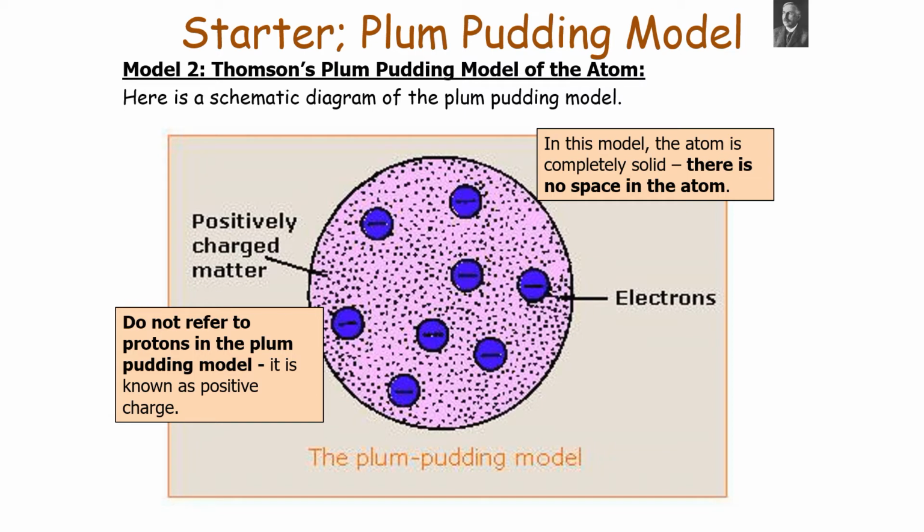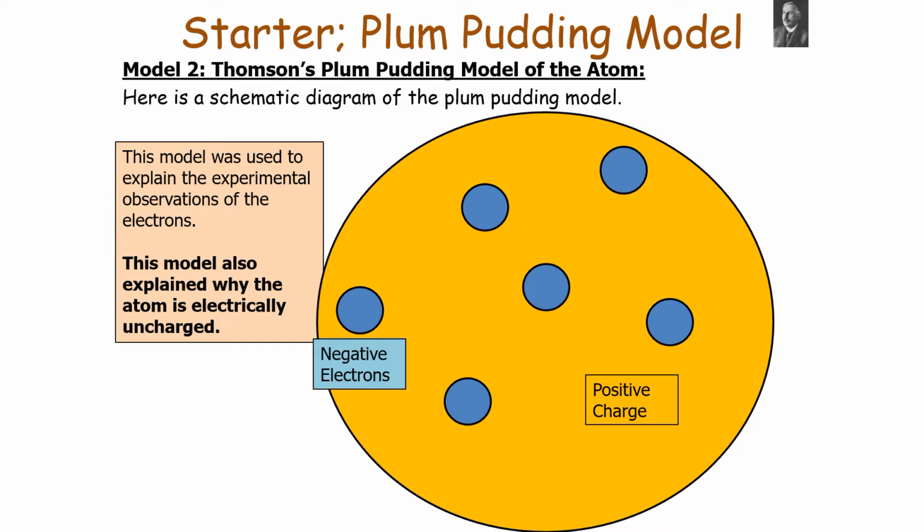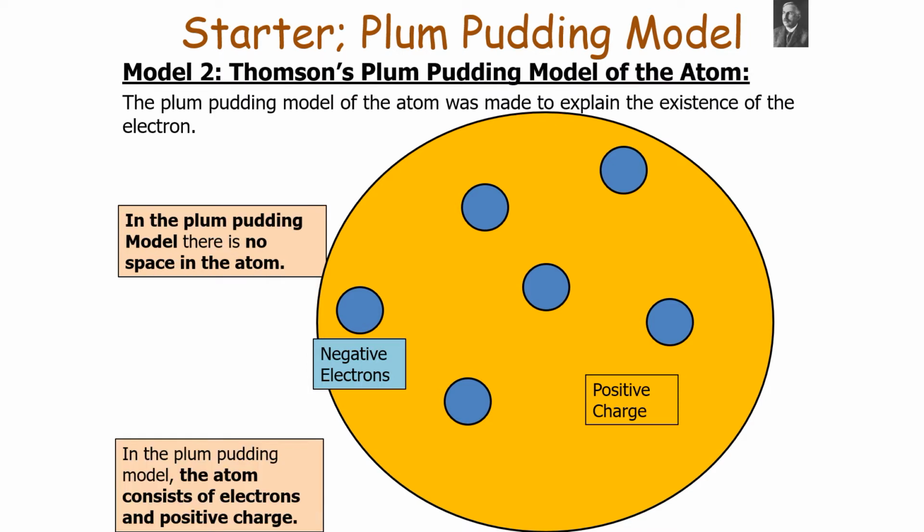It's just positive charge. It's also important to note that in the plum pudding model, there's no space in the atom. Now, this model was used to explain the experimental observations of electrons because it also explained why the atom is electrically uncharged, because in the plum pudding model you've got negative electrons and positive charge.